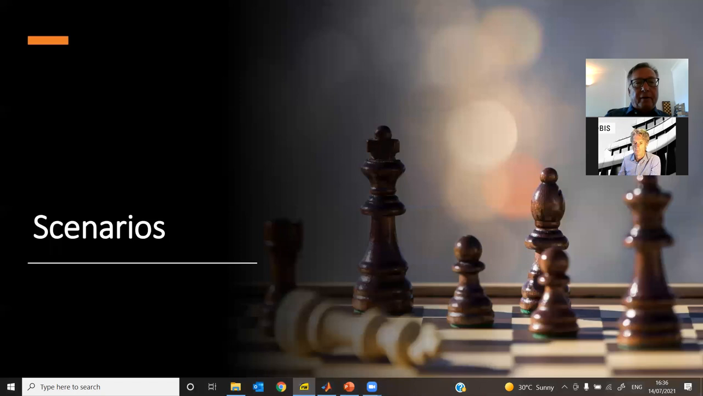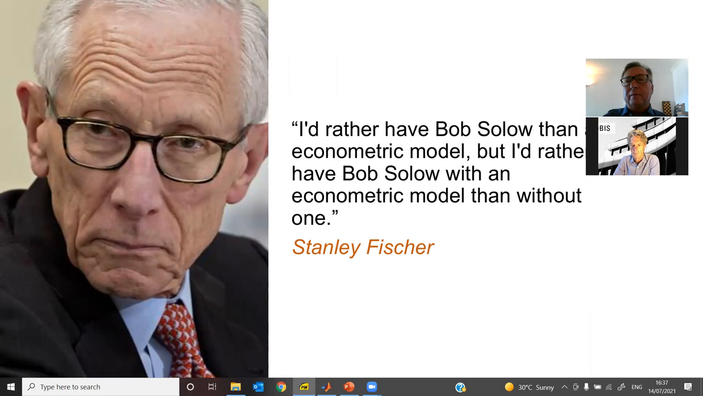Now, scenarios. So let's talk about some scenarios. With a model like this, a simple way of thinking about the world. Here's a quote by Stan Fischer. So anybody know this quote by Stan Fischer? I'd rather have Bob Solow than an econometric model, but I'd rather have Bob Solow with an econometric model than without him. What do you think he meant by that? Does anybody have any idea?